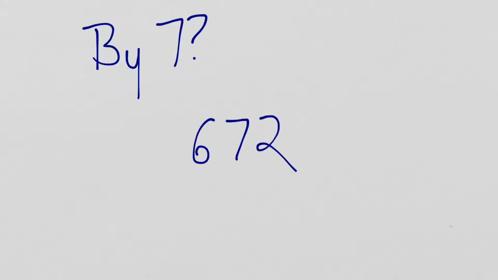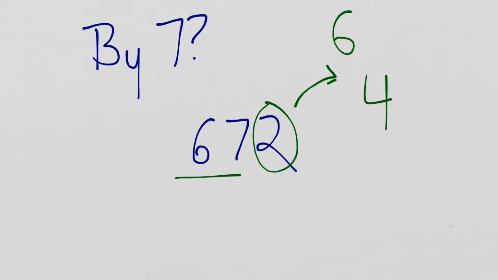Okay, the rule for 7 is a bit of a mouthful. First, we have to look at the last digit. The last digit here is 2. And the first thing we're going to do is double that. So that becomes 4. Okay? And then we take that number and subtract it from the other digits. So we subtract 4 from 67, and we get 63.